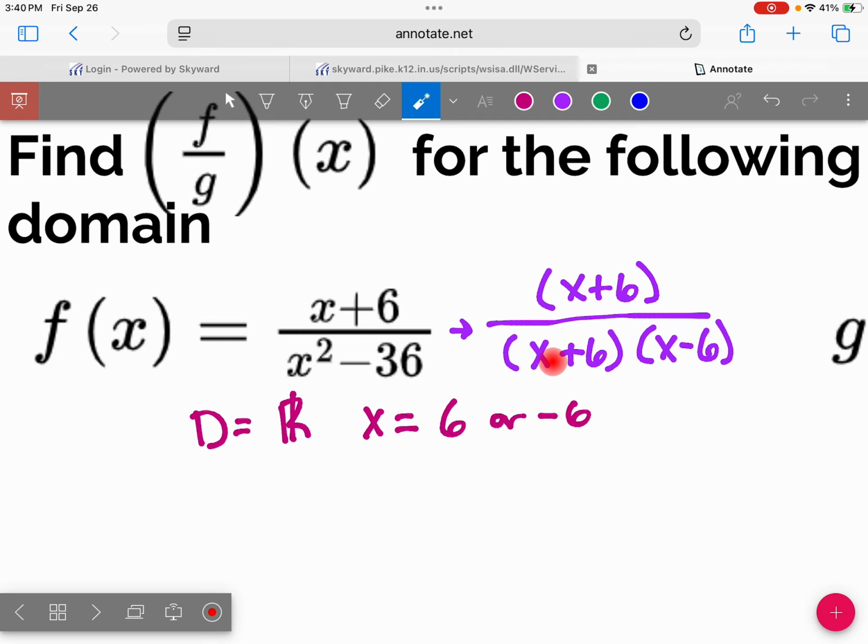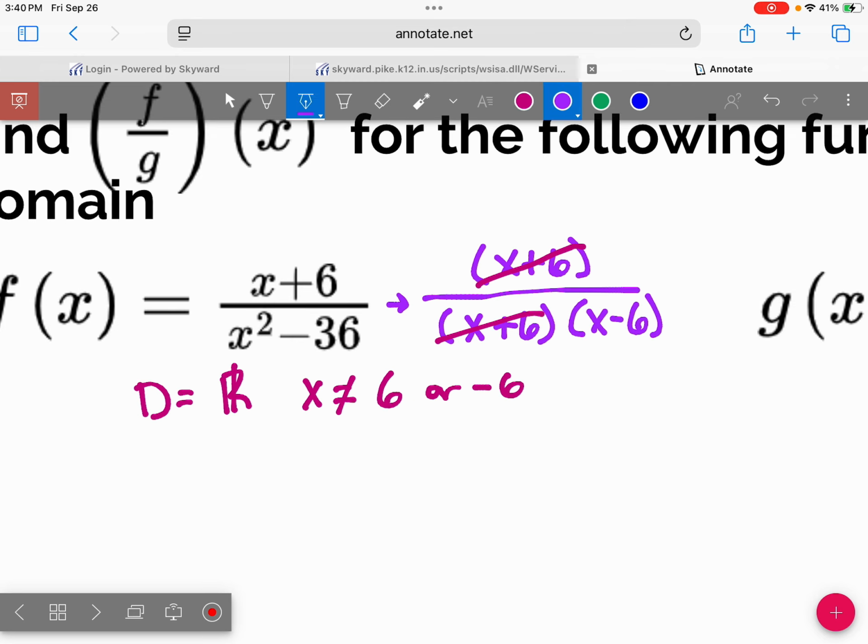We also can look in here and see that I can actually simplify this because my x plus 6's are going to cancel out. So as long as we remember this part of our domain, that my x cannot be 6 or negative 6, then I can rewrite this as 1 over x minus 6. That's absolutely valid. It means the same thing.